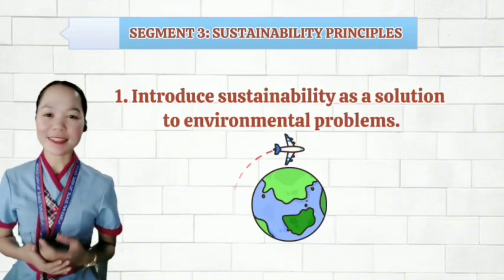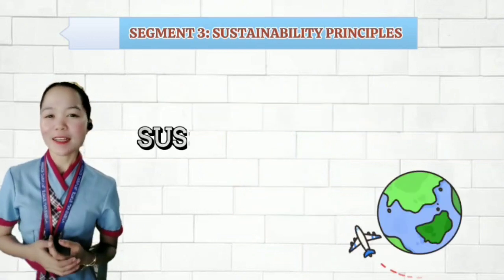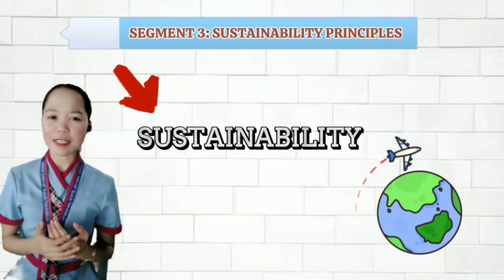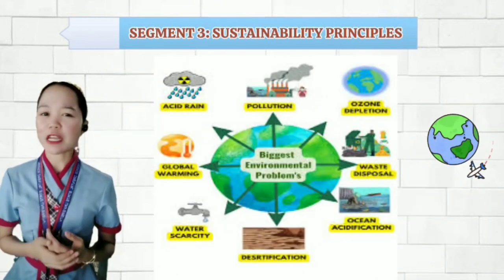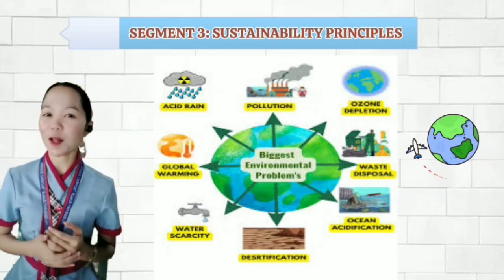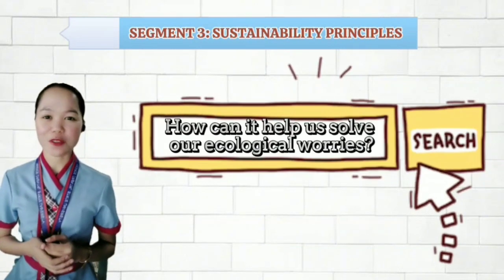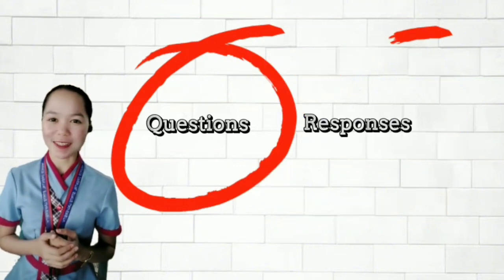Introduce sustainability as a solution to environmental problems. Sustainability is a strong option that I want to present to you today as a potential answer to the urgent environmental issues we confront. We often hear this phrase, but what exactly does it entail? And how can it help us solve our ecological worries? Let's go further into this idea by reviewing some questions and coming up with responses.